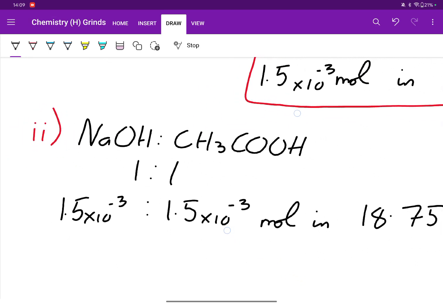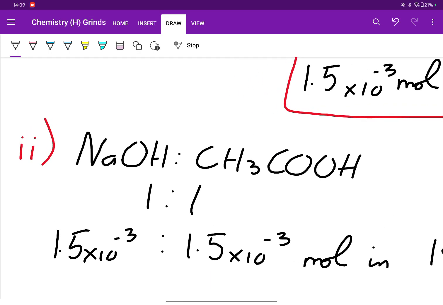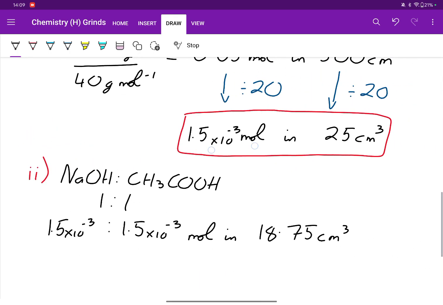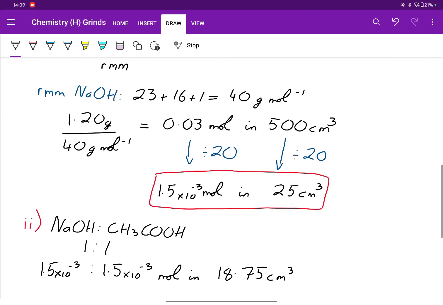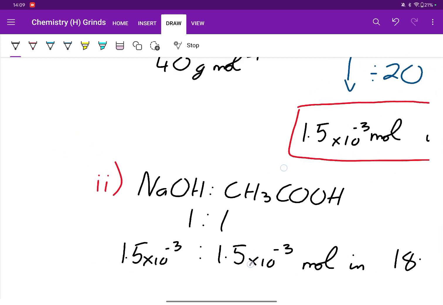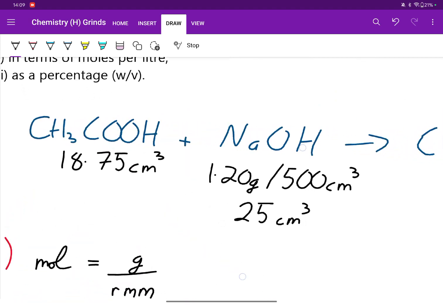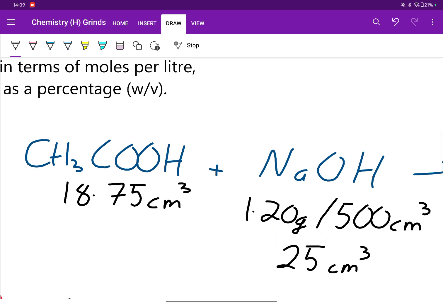See this ratio here I'm after doing? You cannot make this ratio with molarities. Like if I couldn't do 0.03 moles and put that in a ratio, it wouldn't work out correctly. You can only do ratios once you're using volumes written above here. So I can compare 25 centimeters cubed of sodium hydroxide to 18.75 of ethanoic acid. I can't do any other numbers. It has to be these numbers here. I hope that makes sense.